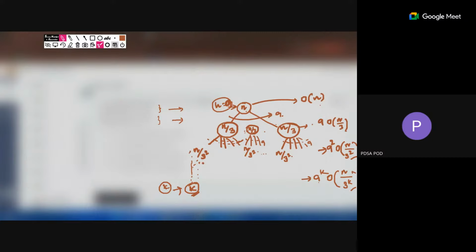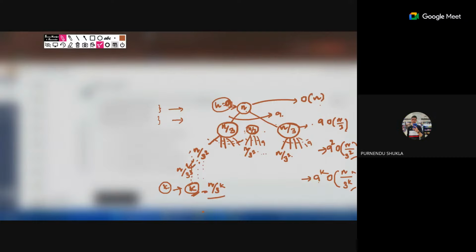Because our array is getting n by 3 squared. When I go to the third level, it will become n by 3 cube. The length of the array is n by 3 cube, right? So at the level k, my array will have a length of n by 3 to the power k.